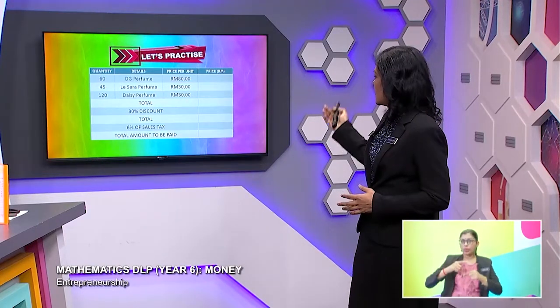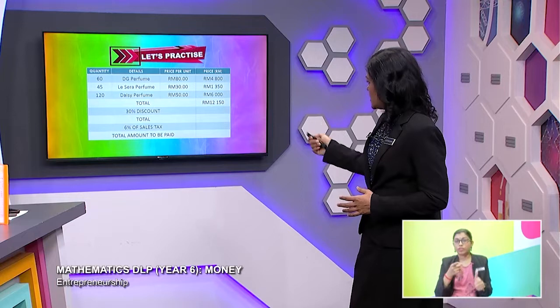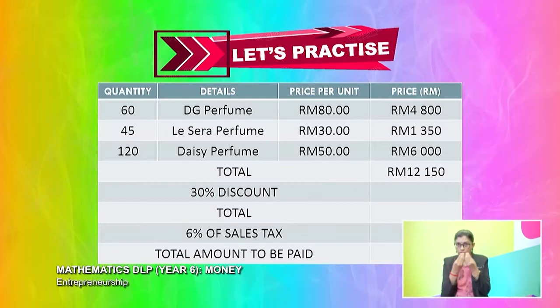First, we have to find the total for each item: 60 times 80, 45 times 30, 120 times 50. You get the total, which is about 12,150. From the total, you are entitled to a 30% discount.